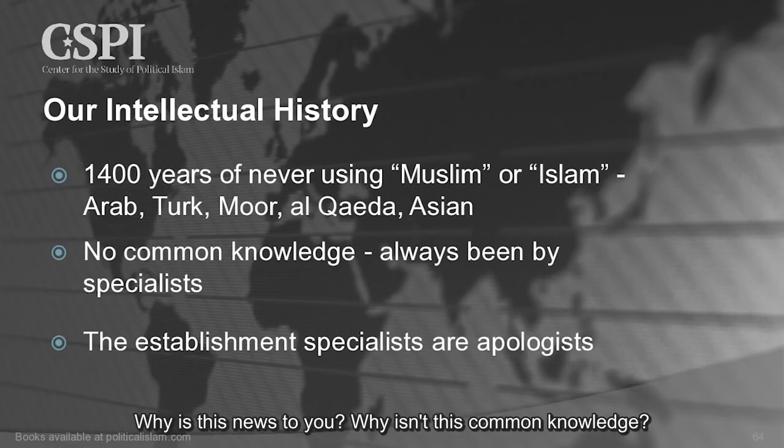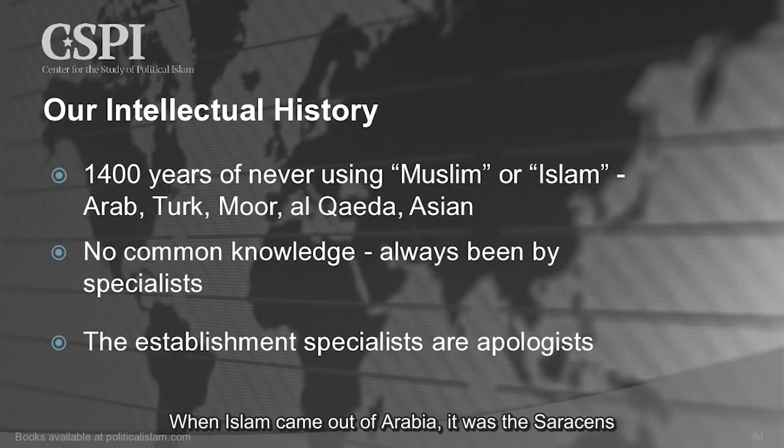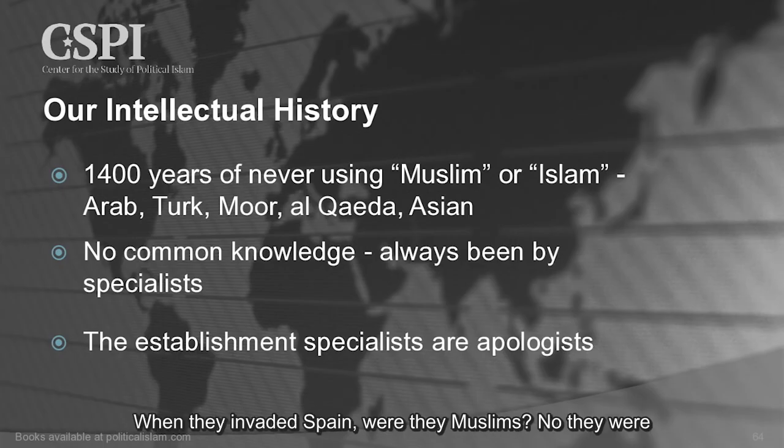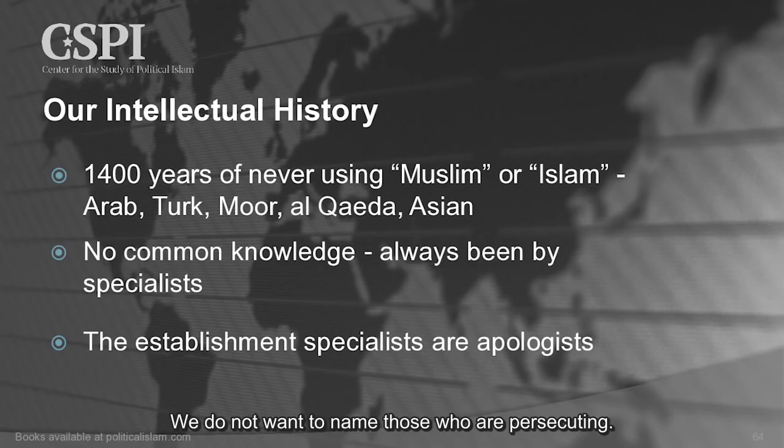Why is this news to you? Why isn't this common knowledge? There's something very peculiar as you read all the historical doctrine. When Islam came out of Arabia, it was the Saracens and the Arabs. When Islam invaded from Turkey, what was it? Were they Muslims? No, they were Turks. When they invaded Spain, were they Muslims? No, they were Moors. And in England today, for instance, the Muslims are called Asian. There's something to be known here in psychology. We do not want to name those who are persecuting.